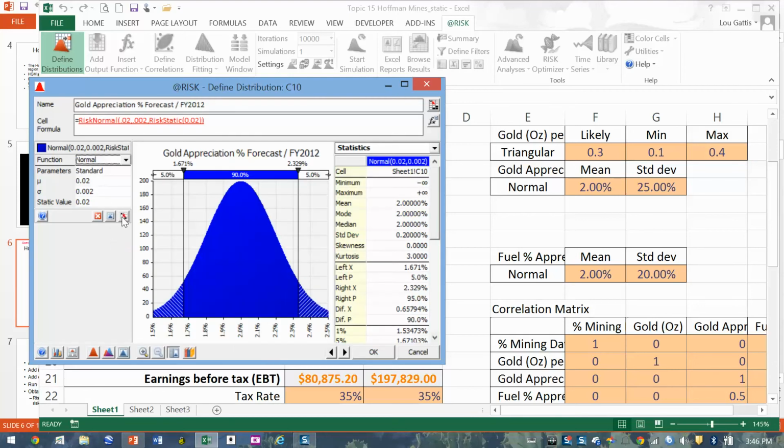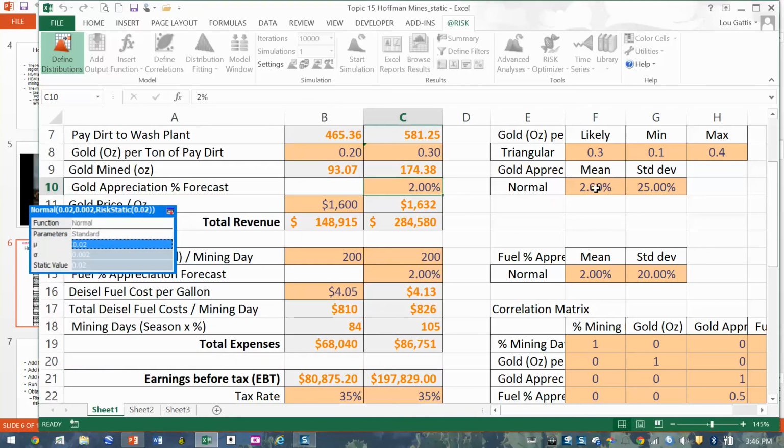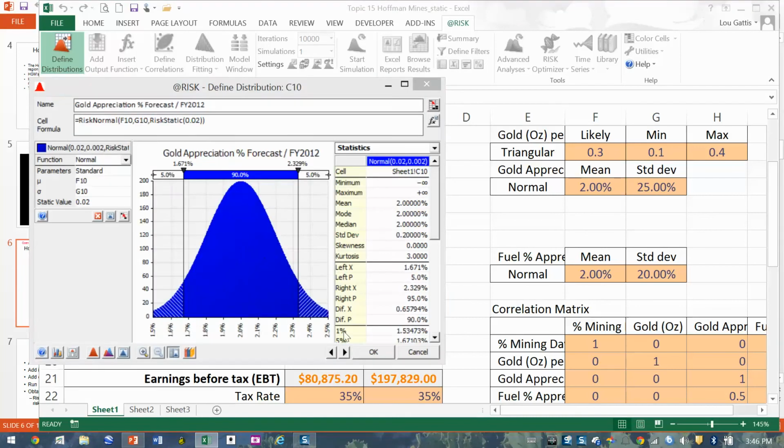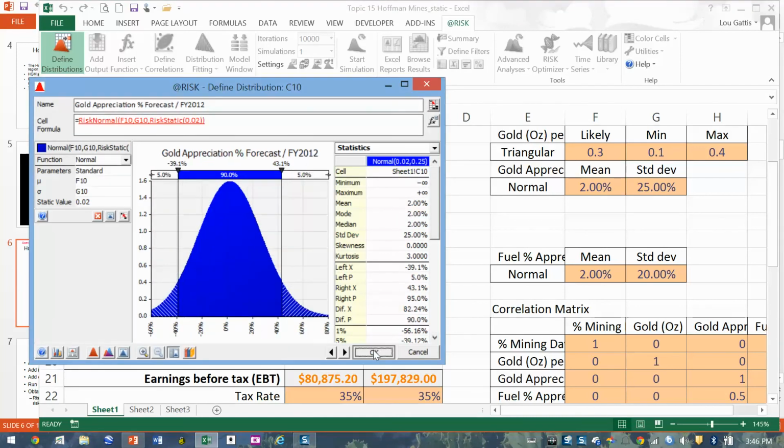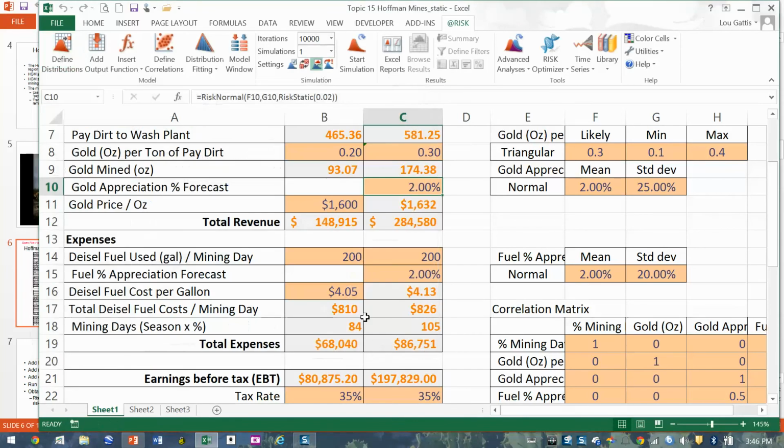And I'll put in my mean and my standard deviation. That's all I need to fully describe a normal distribution. And I'll do the same for fuel. Again, I'm just going to assume that fuel and gold appreciate to maybe my estimate of inflation, and I can use some historical estimates of standard deviation. So for fuel, I'm going to define a distribution.